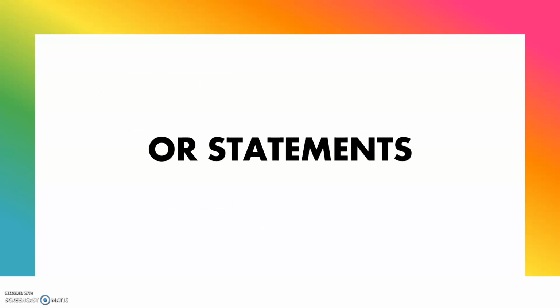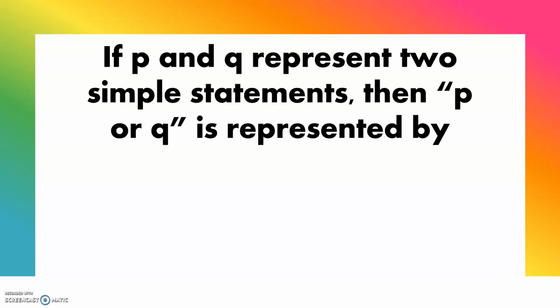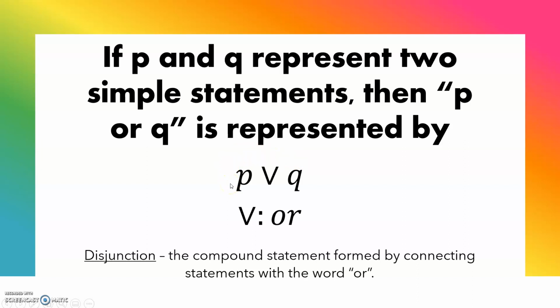Now let's talk about or statements. This time, if I had two simple statements, P and Q, and I want to connect them with the word or, then the way I represent that in symbolic form is P, this symbol that looks like a V, which reads as or, Q. So this V represents or. If I take two simple statements and connect them with the word or, this is how I write them in symbolic form. This is called a disjunction, the compound statement that's formed by connecting statements with the word or.